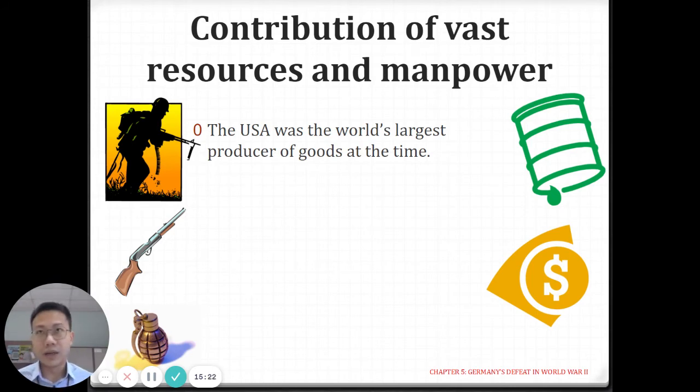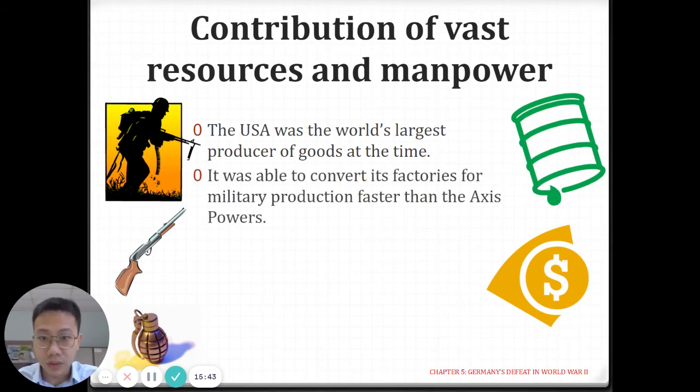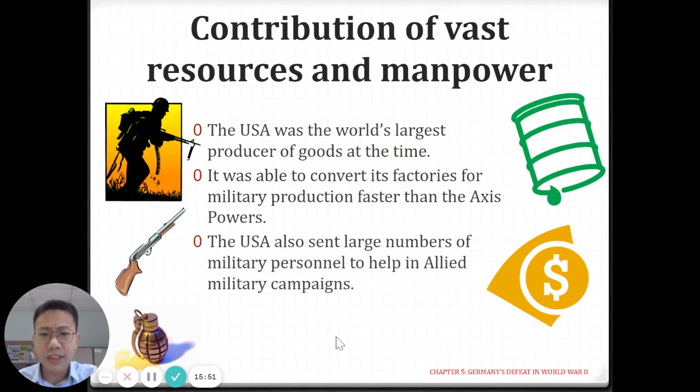So let's say you are an elite commando who can run 10,000 kilometers for 10 days straight without collapsing, but if you don't have any resources supporting you, no weapons, no ammunition, you're dead essentially. So resources are very important in actually contributing to the defeat. So USA, being the world's largest producer of goods at the time, was able to convert their factories for military production faster than the Axis powers. And the USA also sent large numbers of military personnel to help in allied military campaigns.